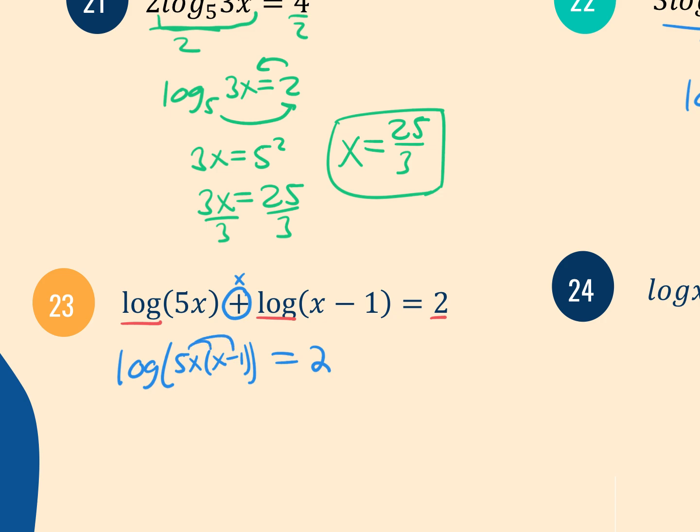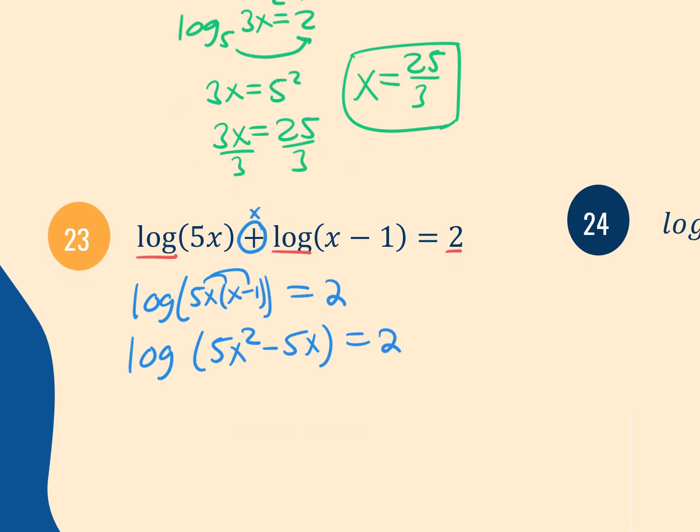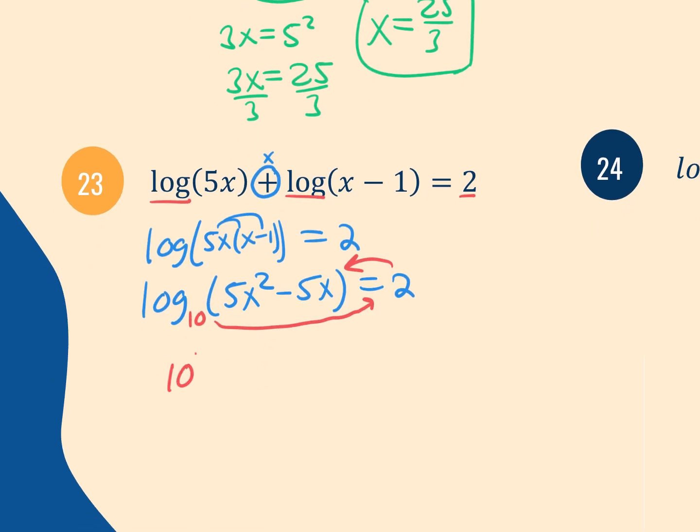And then I would just simplify as much as you can on the inside. So this is going to be log of 5x squared minus 5x equals 2. And then once you have this, you can convert it to exponential, right? If you don't see a base, you assume it's 10. So then this is log base 10 of this expression equals 2. And then when you convert it to exponential, you get 10 squared equals 5x squared minus 5x, all right?